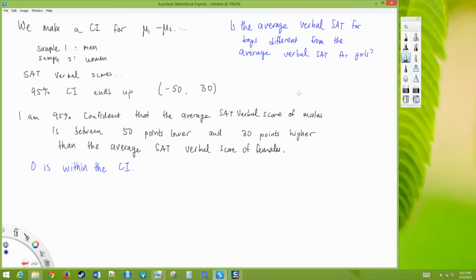All right? And I know it feels weird saying that, but we do not have evidence to say the average verbal SATs are different. Okay, but we cannot say that they are the same.